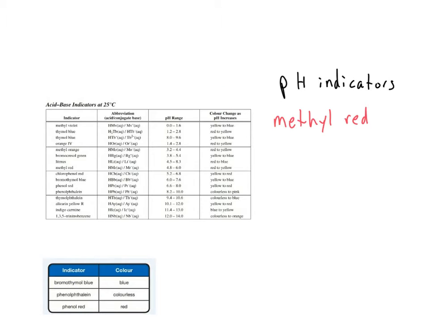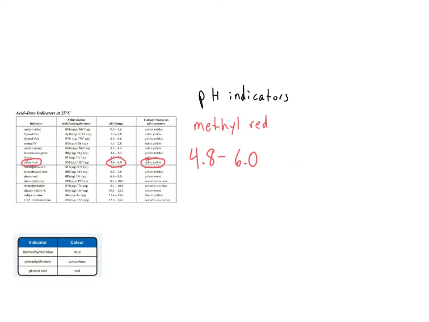So for example, the first one we're going to look at is methyl red. First of all, I go on here and I find methyl red right there, and I look over here at the pH range, and I look over here at the colors. So I'm going to write those down over here. That's 4.8 to 6.0, red to yellow.